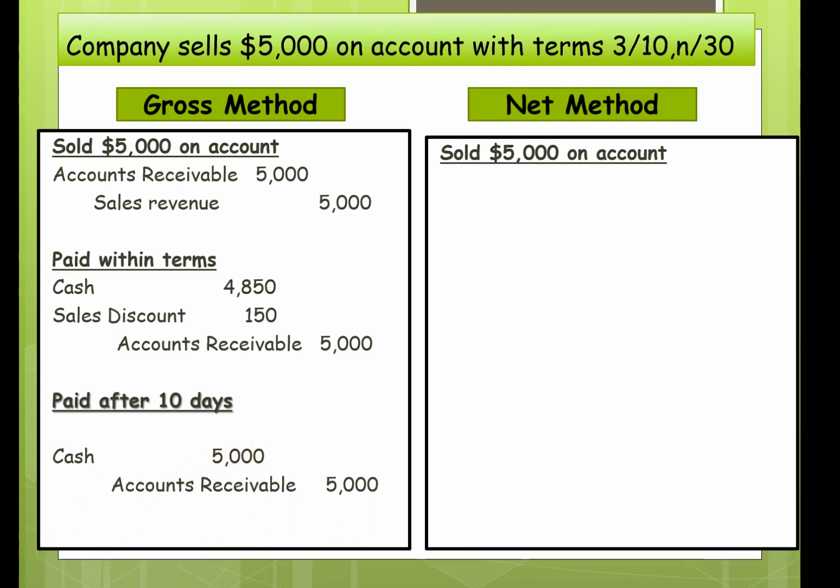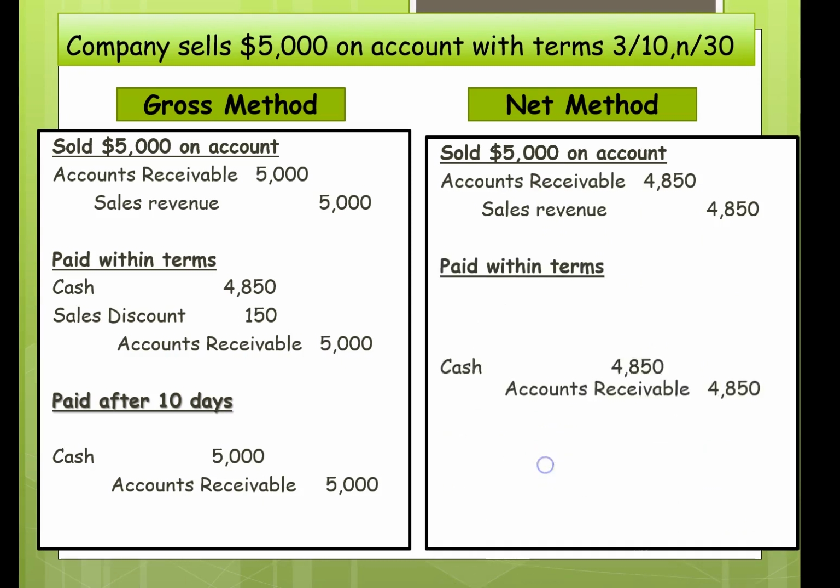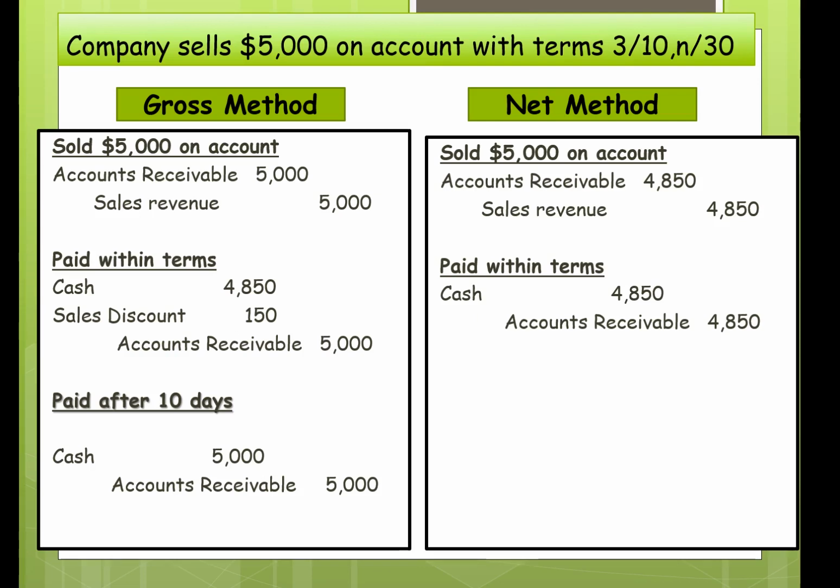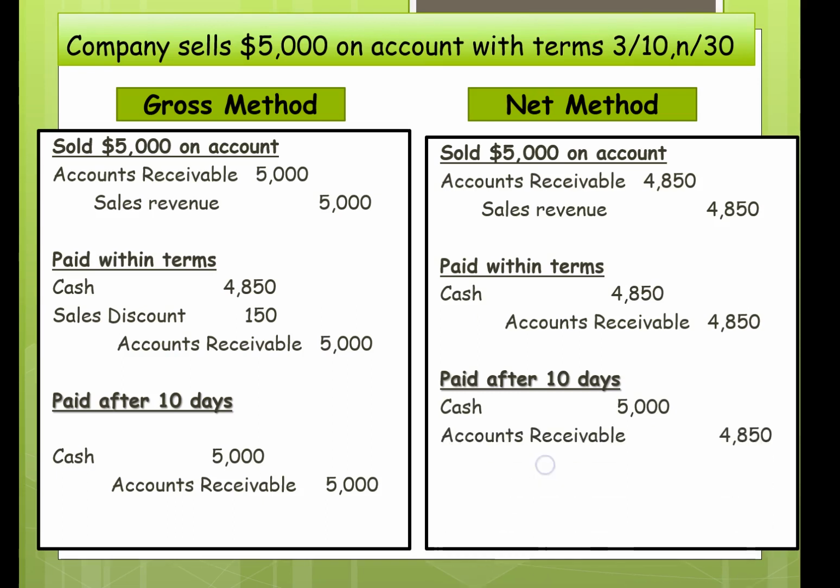Now let's look at what it looks like under the net method, the same transaction. When the sale is made, they automatically discount the accounts receivable and sales. If it's paid within terms, it's just cash and accounts receivable. If it's not paid within terms, it's going to be cash $5,000, accounts receivable $4,850, and sales discount forfeited of $150.